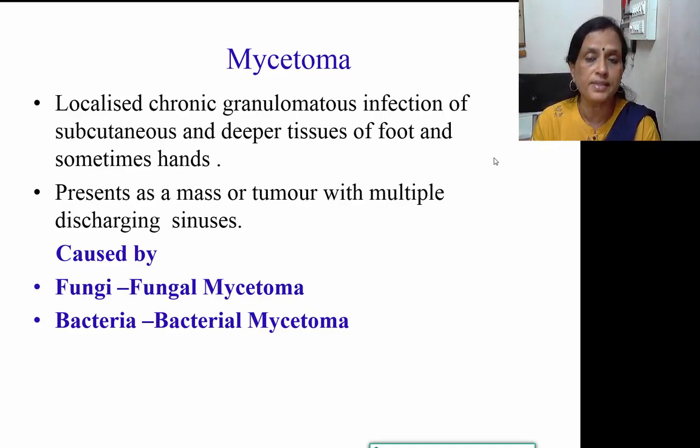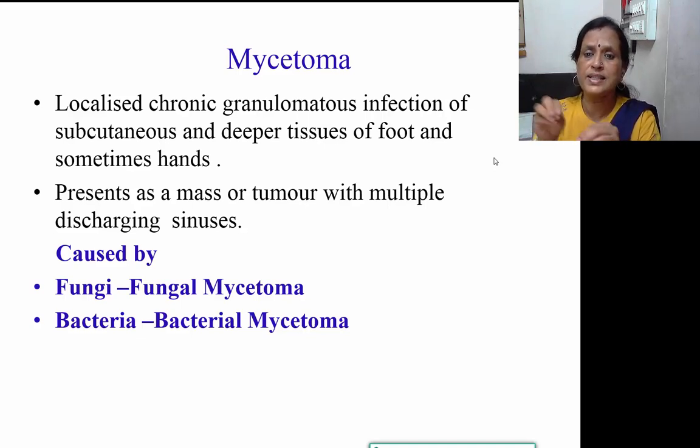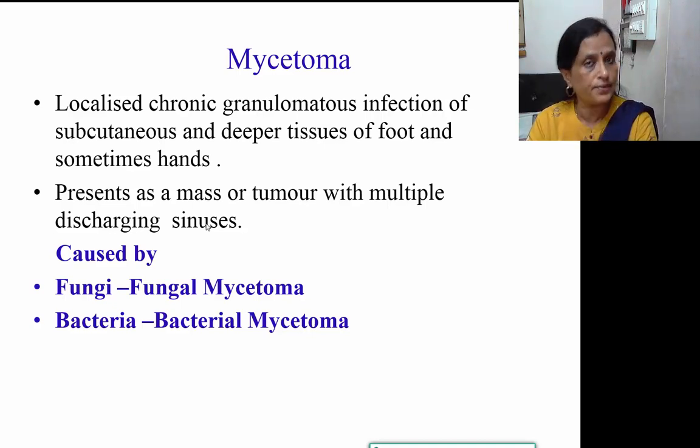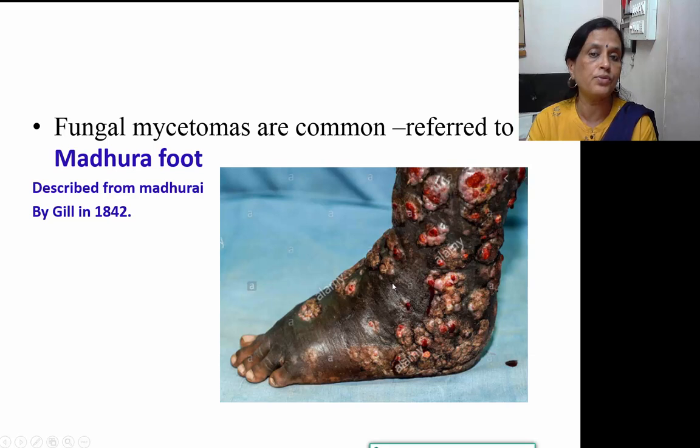So this presents as a mass or tumor. That's why it is called mycetoma. What is the characteristic feature? Just like actinomycosis, even this has multiple discharging sinuses. The cause is either fungus or bacteria. So if mycetoma is caused by fungus, we call it fungal mycetoma. If it's caused by bacteria, we call it bacterial mycetoma. But if it's bacterial mycetoma, it responds very well to treatment.